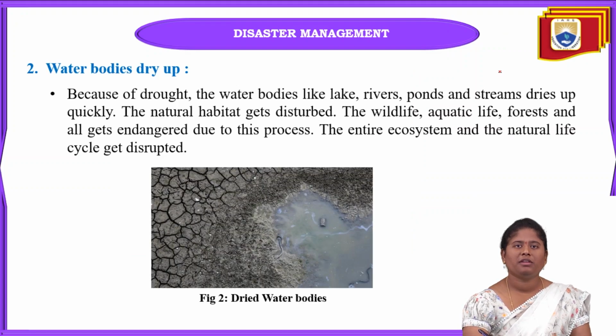The next one is water bodies drying up. If there is no water, then automatically water bodies like small ponds, rivers, reservoirs, and streams are going to dry up. That will impact the natural habitat. There will be so much disturbance to the natural habitat, affecting aquatic life, wildlife, forests, and also human life.